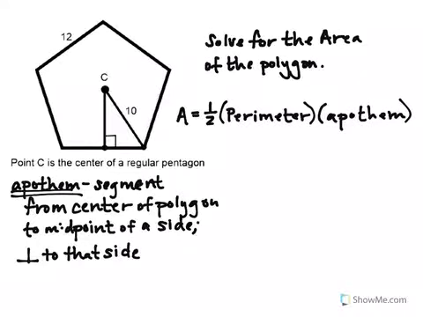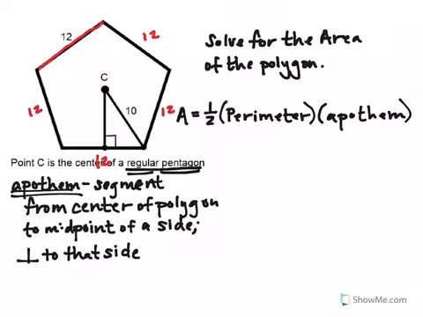12. Well, because it's a regular pentagon, we know that all the side lengths are equal to 12. And that's helpful here because we see that the area of a regular polygon is equal to half of the perimeter, which is the sum of all the sides, or the singular dimension length around the polygon.